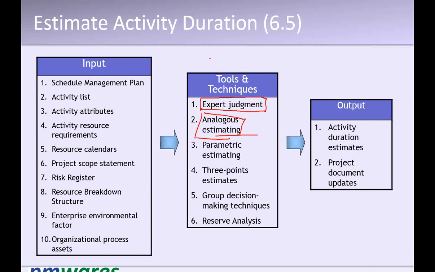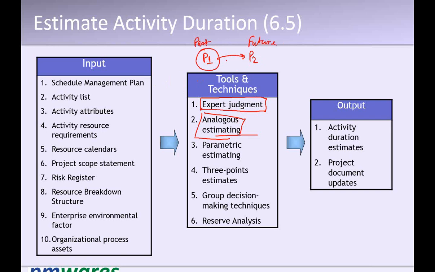So in the analogous estimate, it is something like you have done a project P1 in the past. You have already completed it. Now you are doing a project P2. Now P2 is very much similar to P1. So whatever experience I have on P1, or whatever duration etc. I have taken on P1, I can use here to estimate P2. This is the past project. Now it becomes history. So this information is available in the historical database.